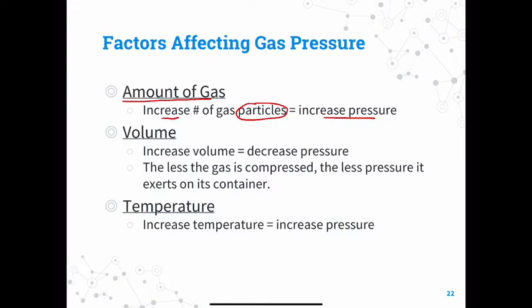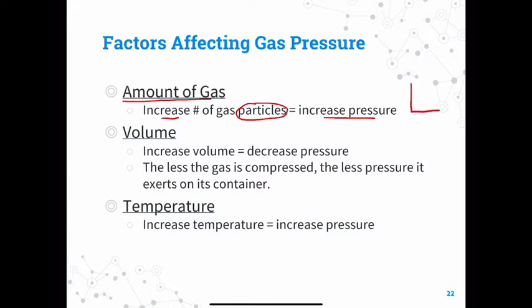And then last is temperature. So if we increase temperature, we increase pressure, okay? And so remember, temperature again is a measure of kinetic energy. And so if we increase the temperature, those molecules, those particles are going to move faster. They're going to be bumping into things more often. They're going to be bumping into the walls of the container more often, and so that's going to increase pressure.